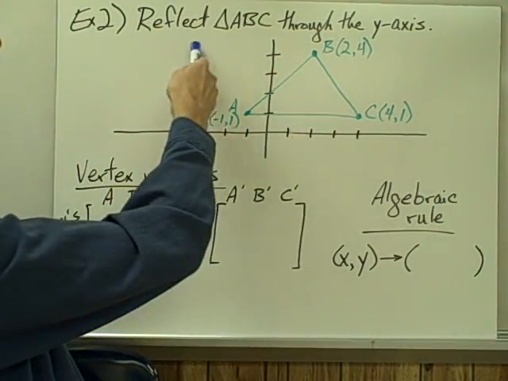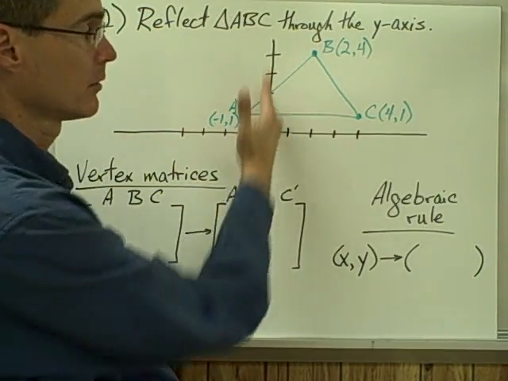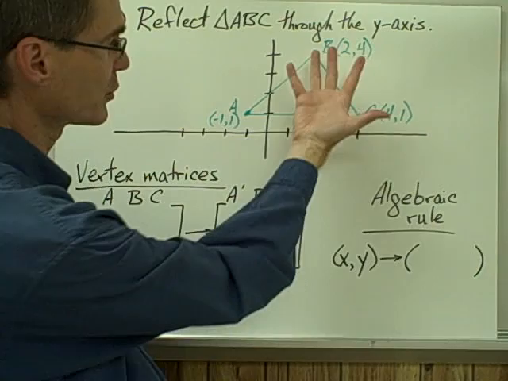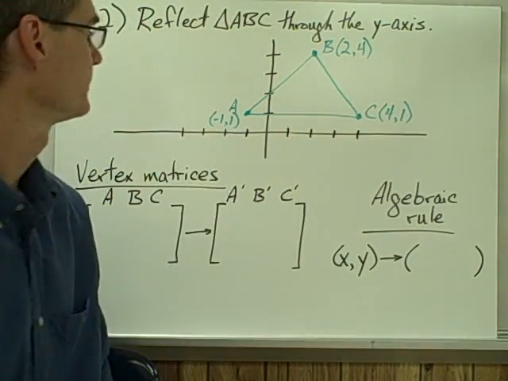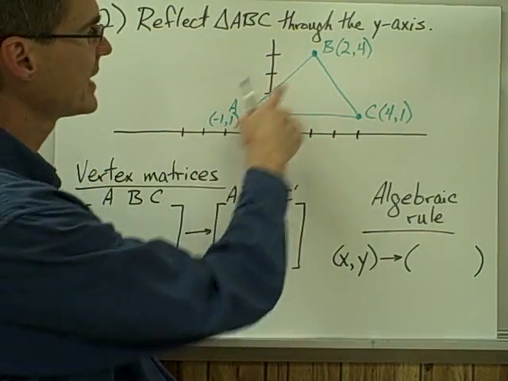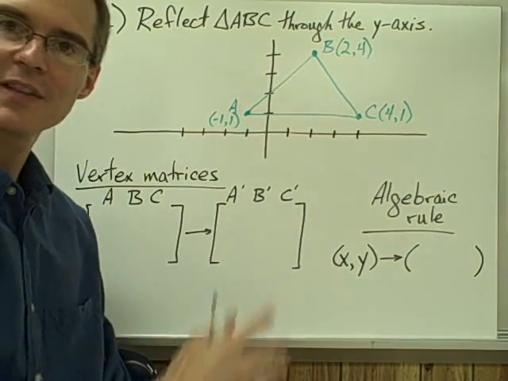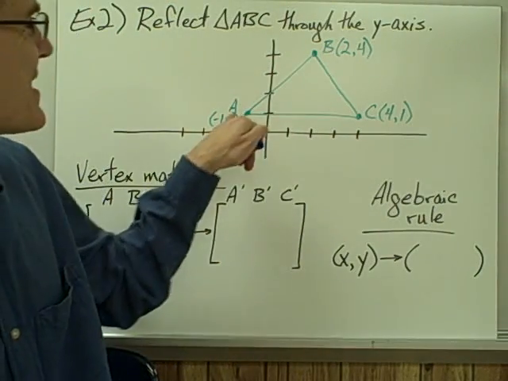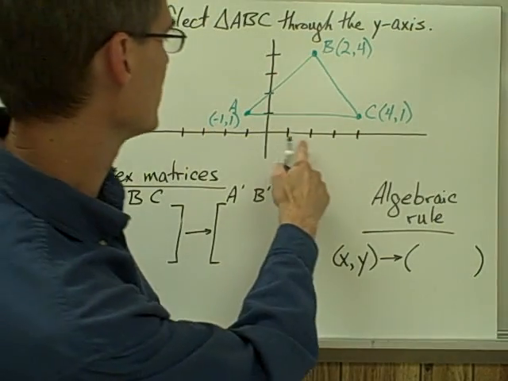Only this time I want to reflect it through the y-axis, which means my mirror is going to be along the y-axis, and I'm going to reflect this image across the y-axis. So let's see what that new image is going to look like. I'm going to take each one of my given vertices and reflect them across the y-axis. I'm going to save my A vertex for last, so let's do B first.